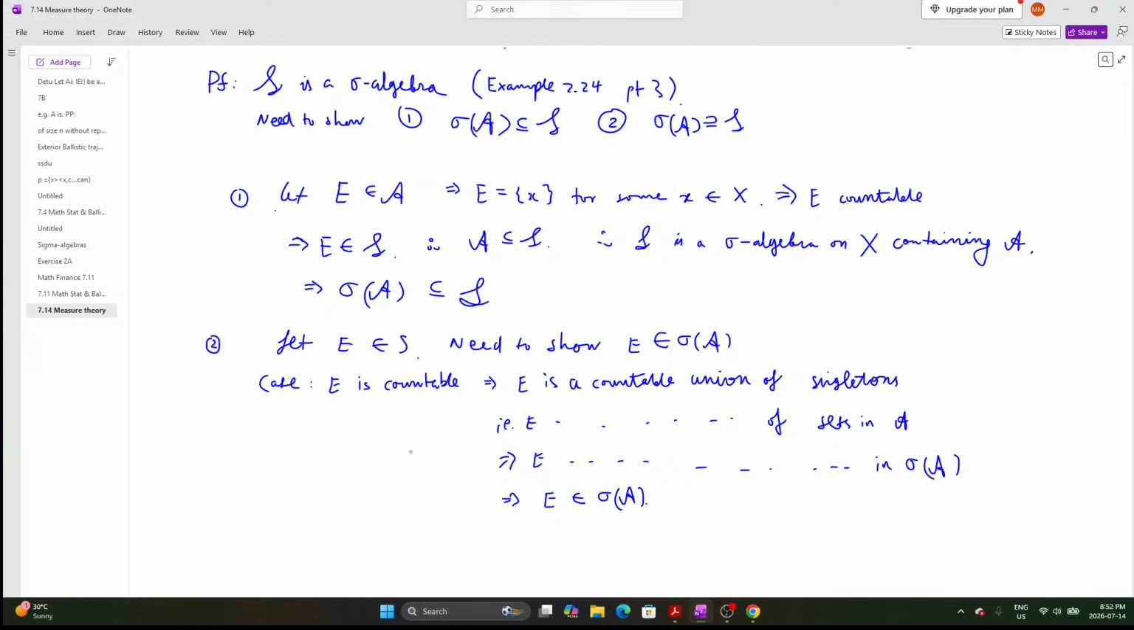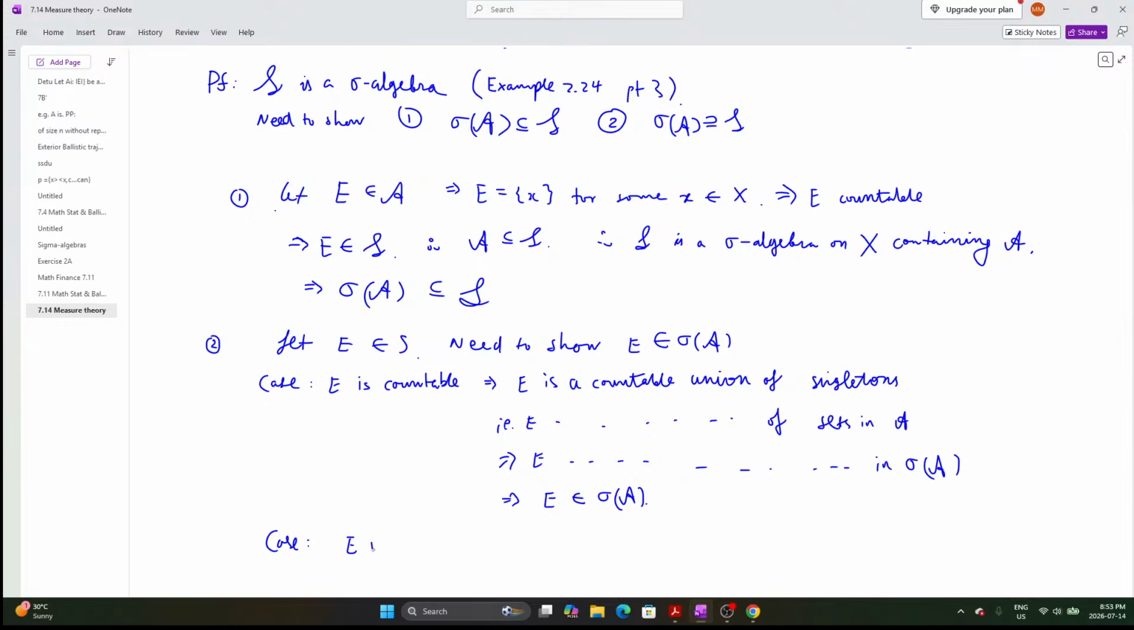Okay, so yeah, that's the full argument. If E is countable, then E is a countable union of singletons. Because singletons are all in A, E is a countable union of sets in A. And because sigma A contains A, E is a countable union of sets in sigma A. By virtue of being a sigma algebra, E is in sigma of A. So that's exactly what we wanted in the first case.